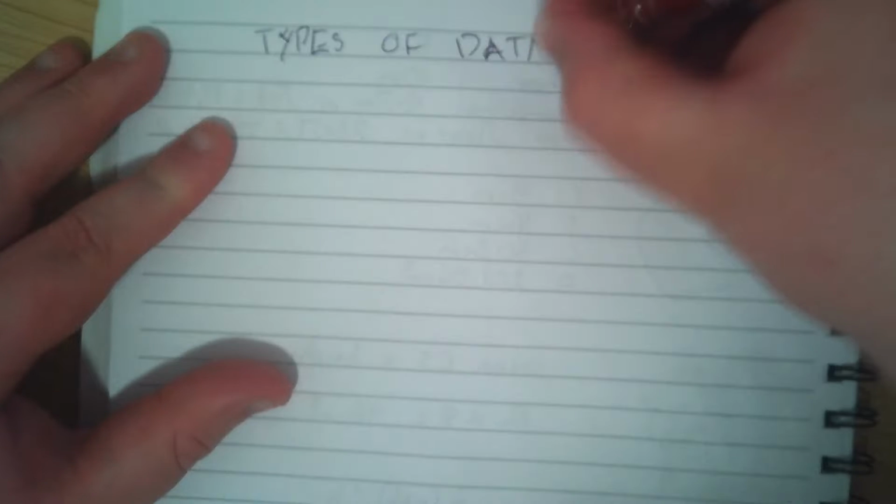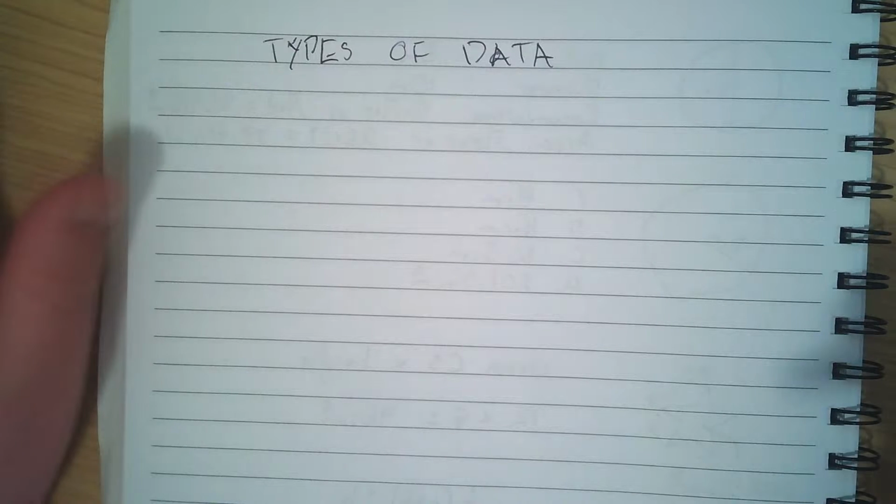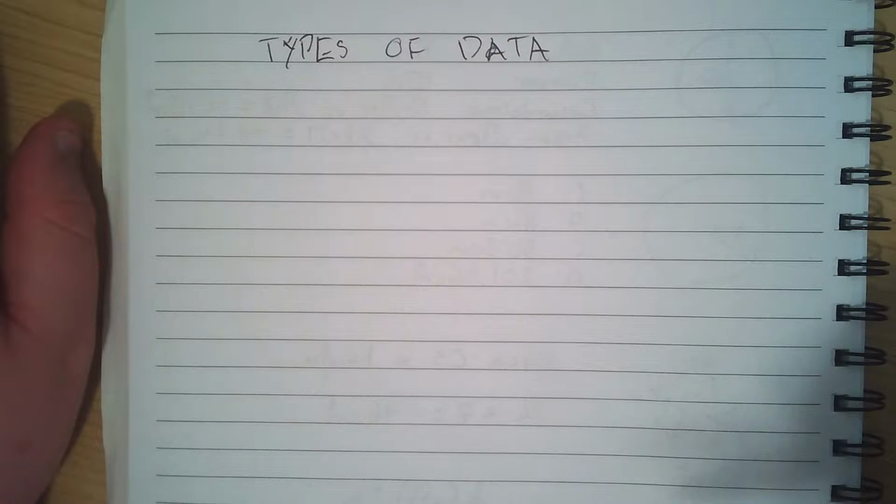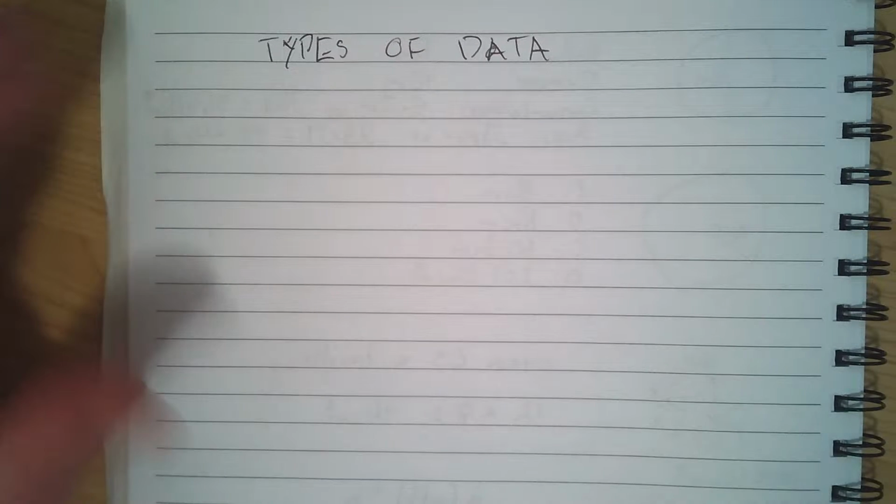So, types of data. Right. Now, you may remember this from Year 7, back when we did maths and DT. We talked about the two different types of data, but just in case you've forgotten, they fall into two categories.